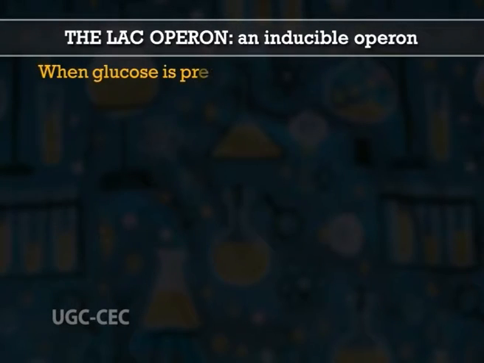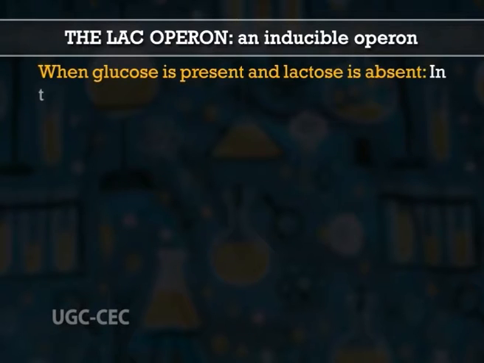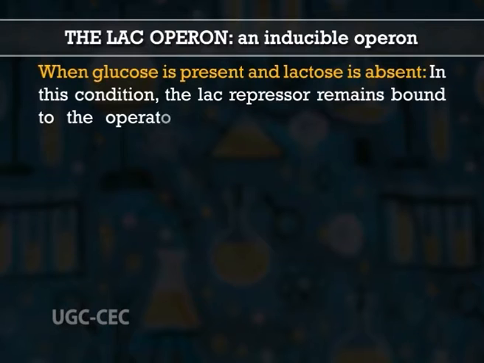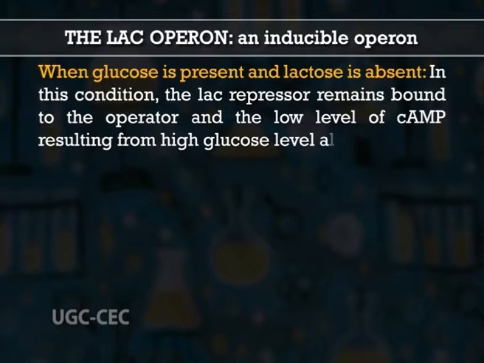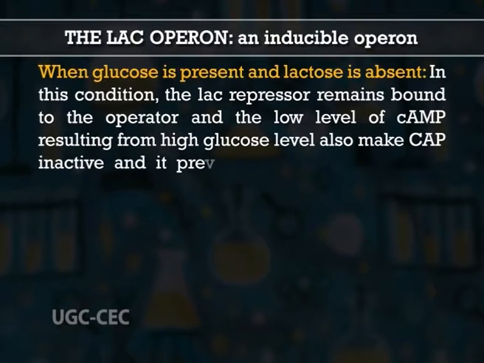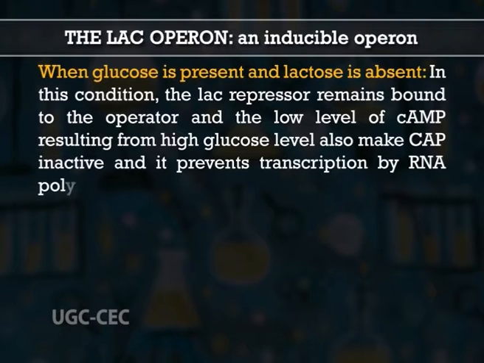Thus, the working of the LAC operon depends on the presence or absence of glucose and lactose, and the regulation of the operon under different conditions may be summarized as follows. When glucose is present and lactose is absent. In this condition, the LAC repressor remains bound to the operator, and the low level of cAMP resulting from high glucose level also makes CAP inactive, and it prevents transcription by RNA polymerase.